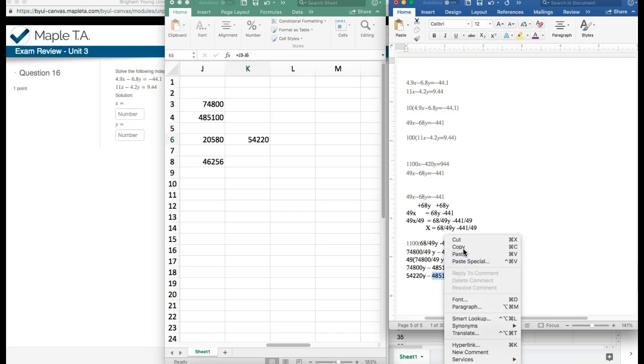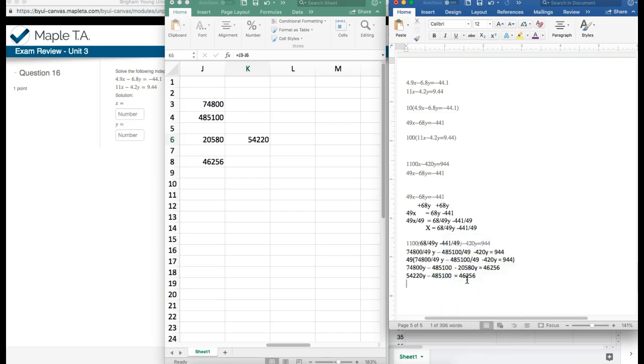There we go. And to continue solving for y, we're going to add this 485,100 to both sides. So add this so that it will go to 0 on the left-hand side, and then we're going to add it over here as well. And then I'm left with 54,220 y on the left-hand side.